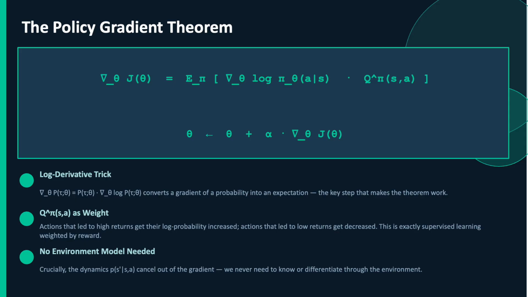The policy gradient theorem states that the gradient of J of theta equals the expectation under the policy of the score function, the gradient of the log probability of the taken action, multiplied by the action value function Q pi of s, a. This is a remarkable result because it gives us a formula for the gradient of expected return that we can estimate purely from samples without needing to know or differentiate through the environment dynamics.